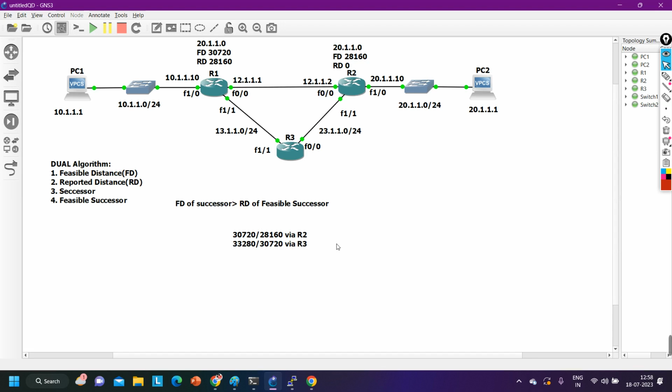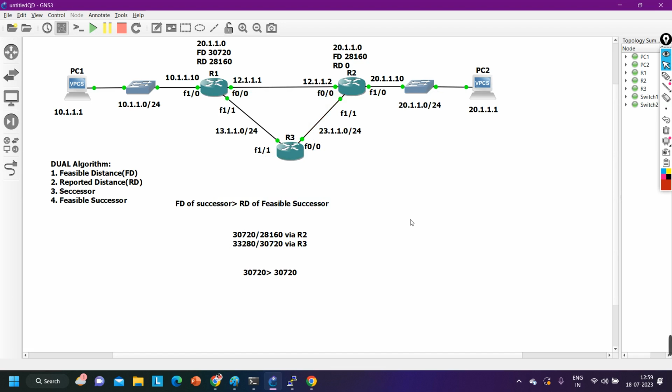So now we don't have a backup path, right? Now you tell me, is the feasibility condition matching or not over here? FD of successor, meaning the upper path, is 30720, and it must be greater than RD of feasible successor, which is 30720. See, the feasibility condition is not matching. Yes or no? Yes. That's why router 1 is not installing the alternate path.